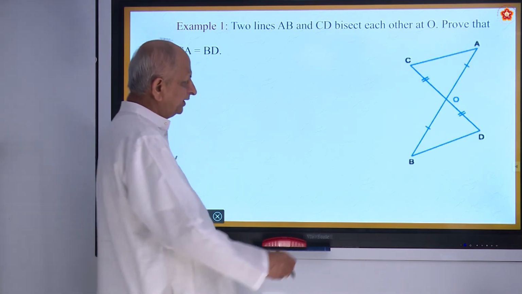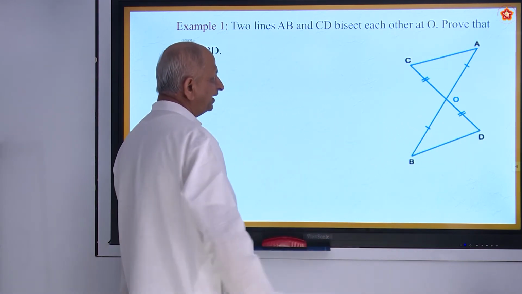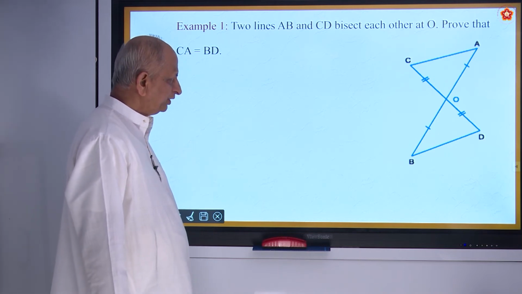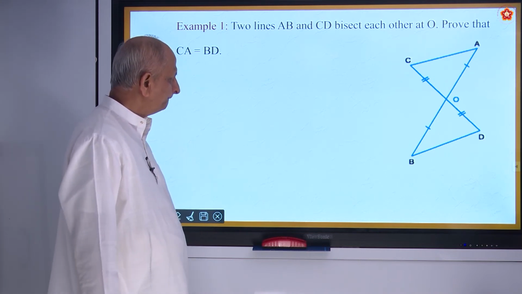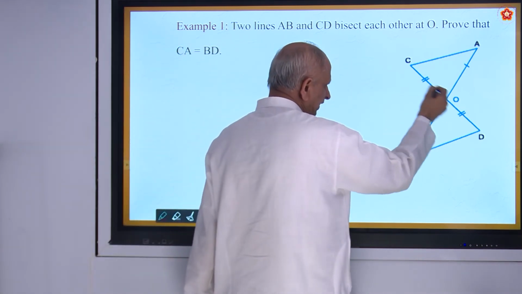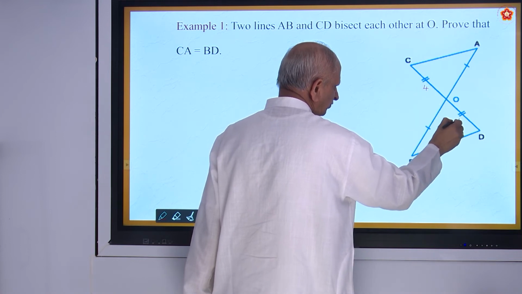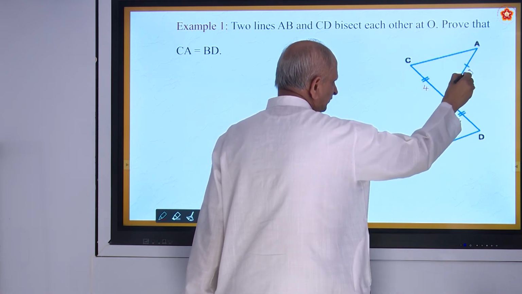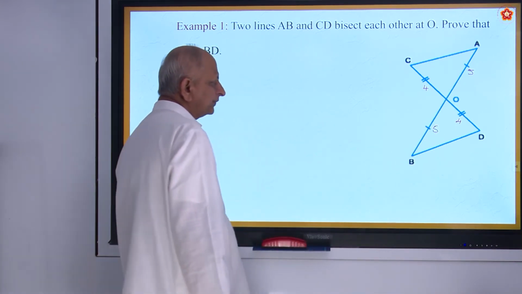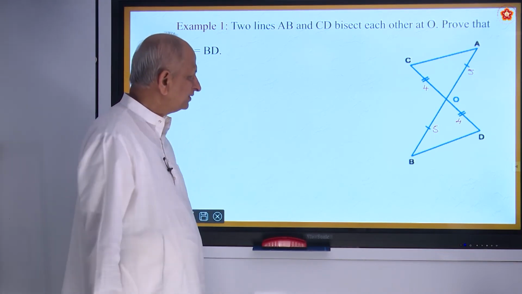See, AB is one line, CD is another line. They bisect each other at O. Prove that CA is equal to BD. So bisecting means what? The lengths are the same. Suppose this is 4 centimeters, this also is 4. Suppose this is 5, this also is 5. That is called bisecting, cutting into equal parts.